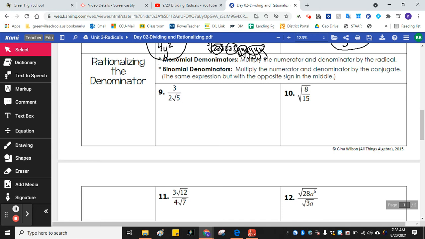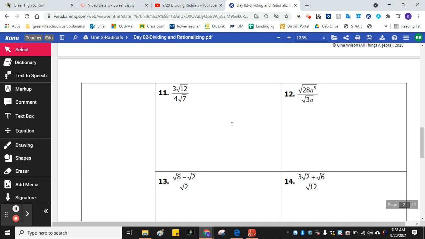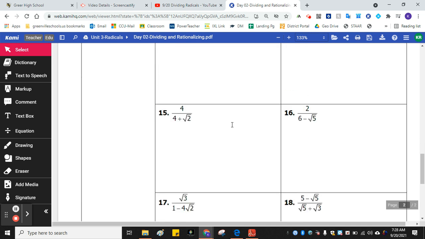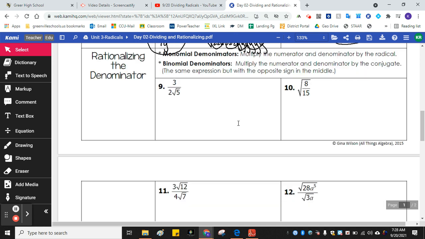All right, now we're dividing radicals, or rationalizing radicals, which is just saying you can't leave a radical in the denominator. So to get a monomial radical out of the denominator, you multiply the numerator and denominator by the radical. So I multiply the numerator, top and bottom, by the radical in the bottom. So that's monomial. These down here are binomial, two terms, and we will talk about that in a minute.